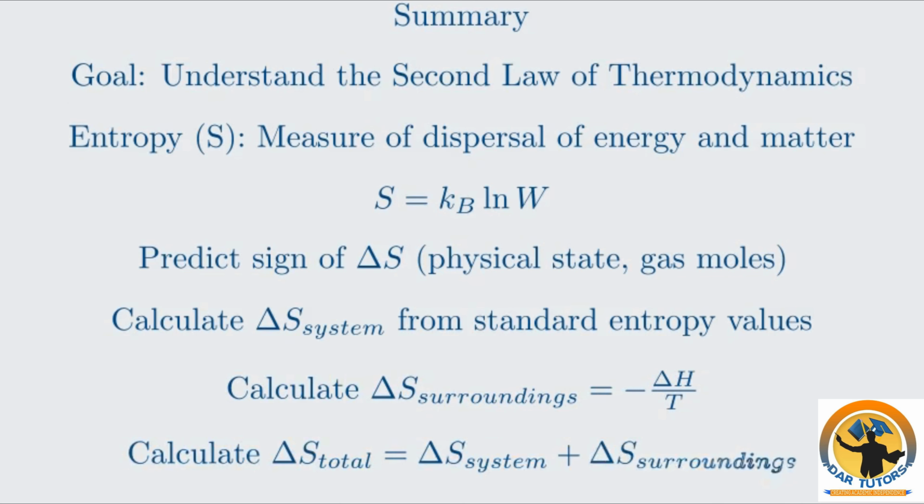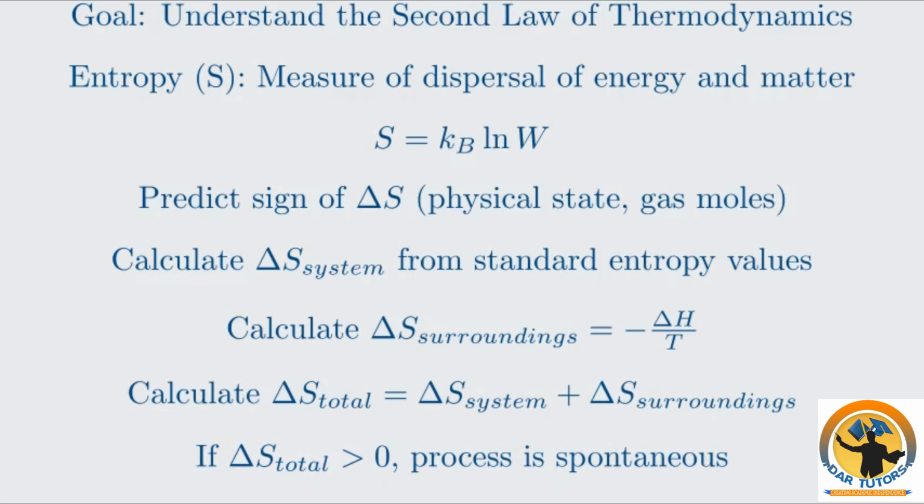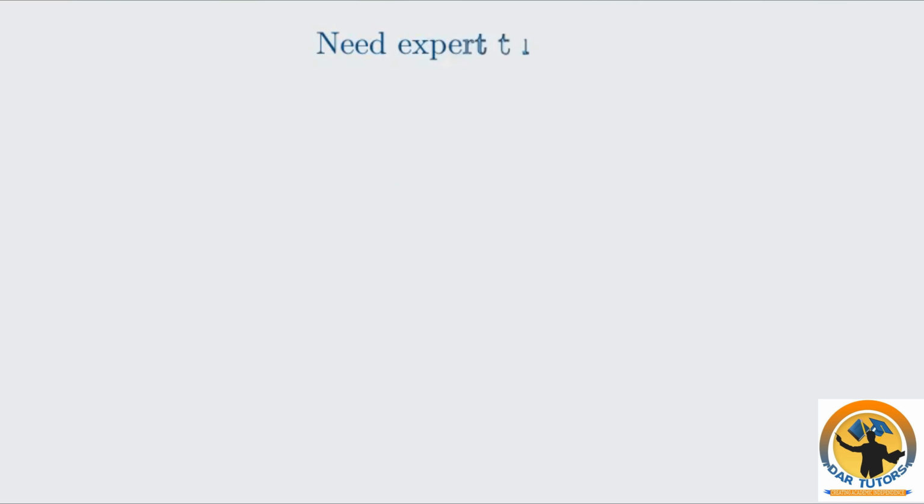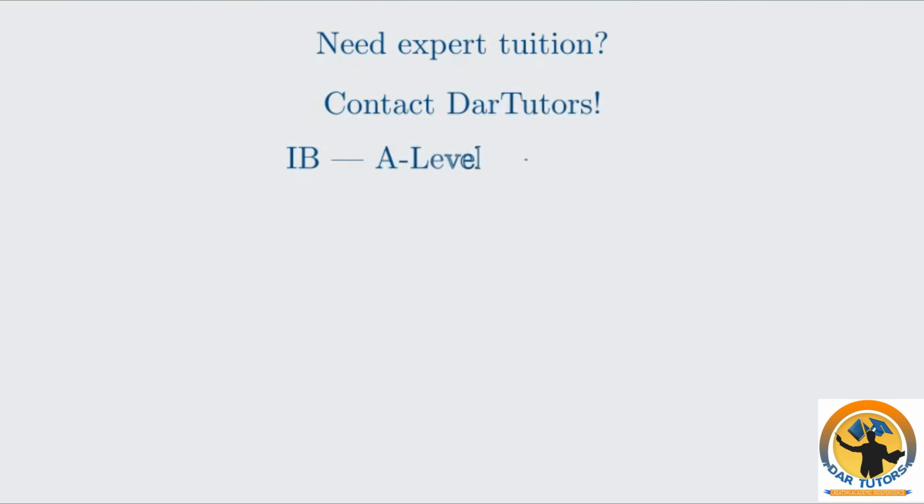Finally, we combined these concepts to calculate the total entropy change, ΔS total. This allowed us to determine the spontaneity of a process based on the simple rule: if ΔS total is positive, the process is spontaneous. Mastering these concepts is fundamental for success in IB chemistry.